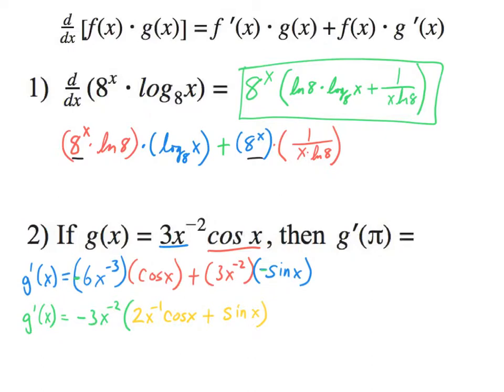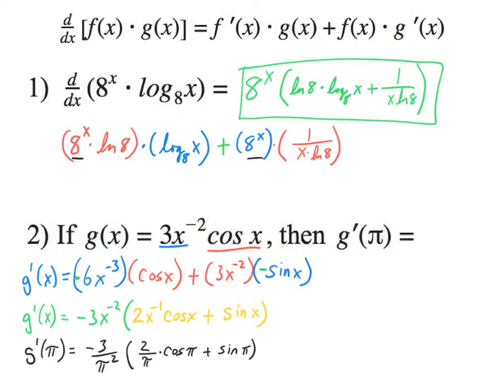Now I'm going to plug in pi. So what would happen if we plugged in pi? We're going to plug in pi for every x. For visual sake, I'm going to put the negative powers on the bottom now. Remember, the x squared goes to the bottom, and I plugged in pi. I have 2 over pi times cosine pi plus sine pi. So again, I put pi for every single x.